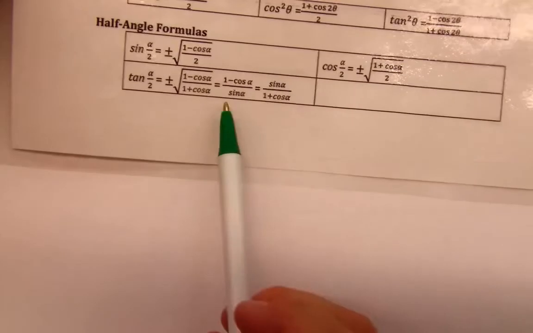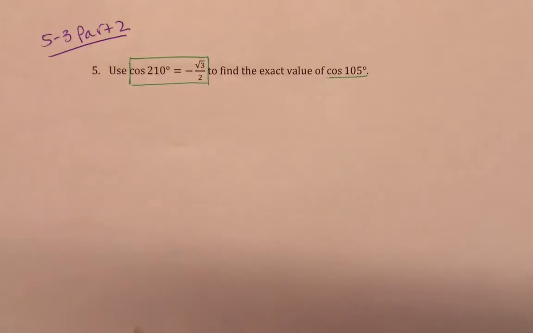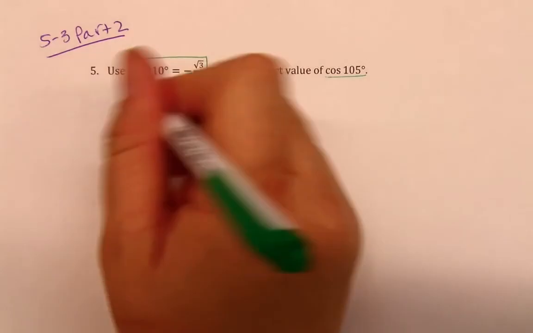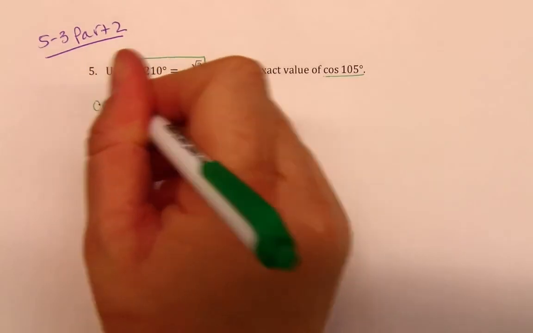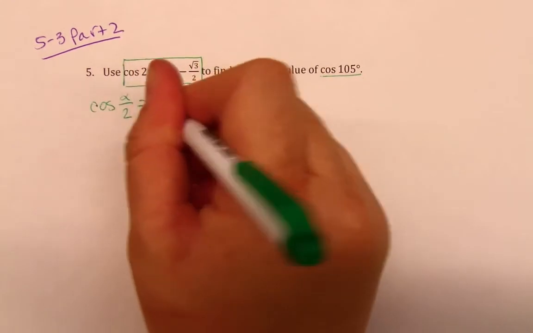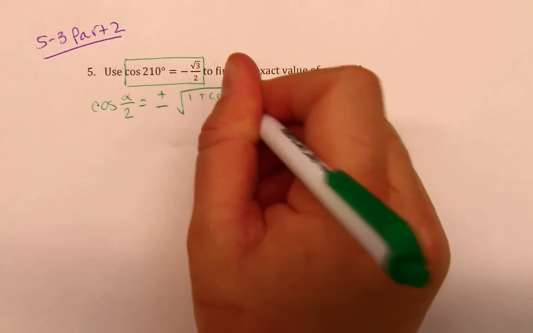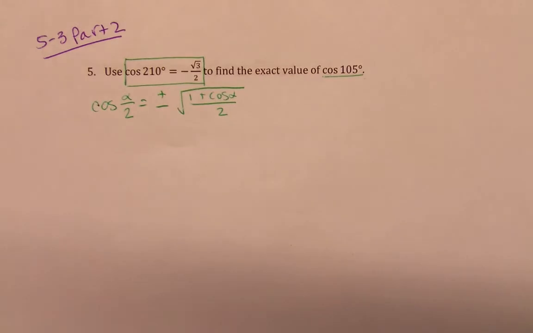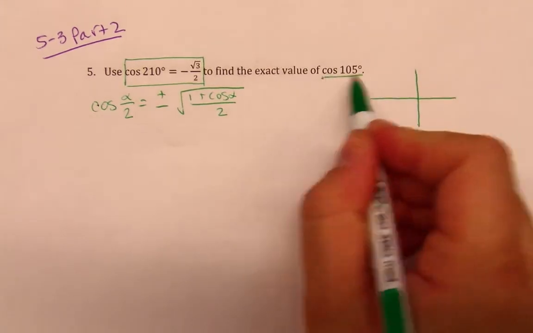So those are the ones at the bottom of your identity sheet. So this is what you want to have out in front of you. And we're going to use that cosine half angle because that's what we're looking for. So cosine of alpha over 2 is equal to plus or minus the square root of (1 plus cosine alpha) over 2. Okay. Now we need to determine the quadrant that this is in.